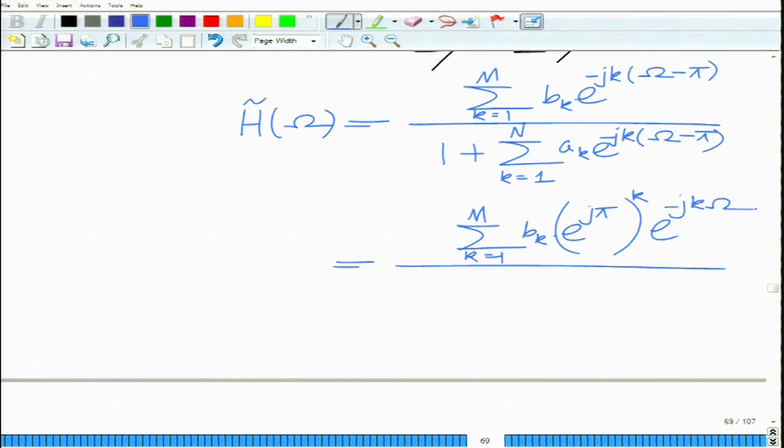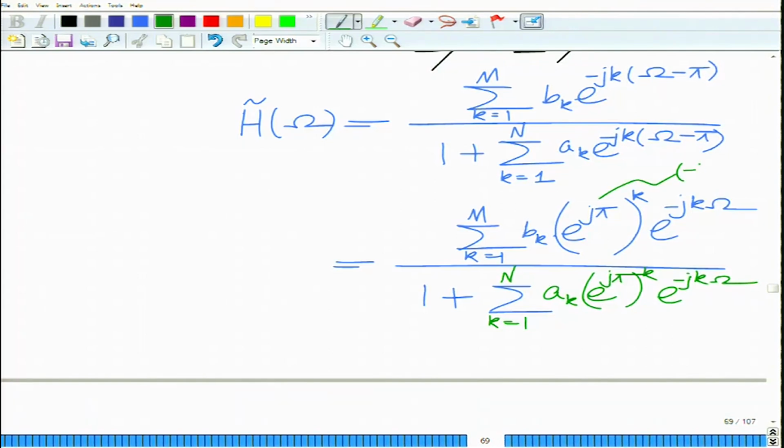That remains as it is, over 1 plus summation k equals 1 to N a_k e raised to j pi k e raised to minus j k omega. And now you can see e raised to j pi, raised to k, is nothing but minus 1 raised to k.